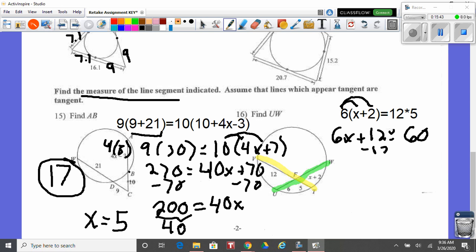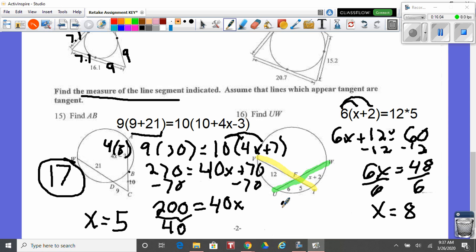At this point, what we're going to do is subtract the 12 to give us 48 equals 6x, which is going to work out nicely whenever we divide by 6 on both sides, and that's going to give us x equals 8, which we need to plug in for our U to W. U to W was 6 plus the x plus 2. Our x is now 8, so 8 plus 2. So we see here that we are going to get 16 for that answer.